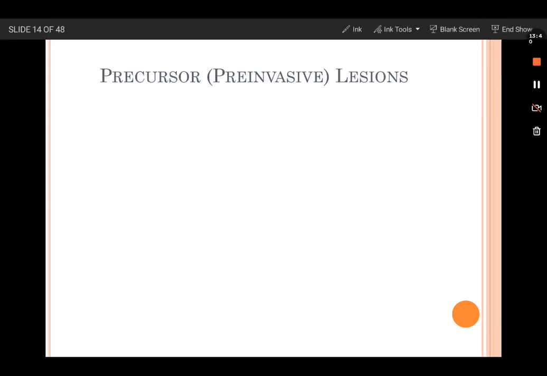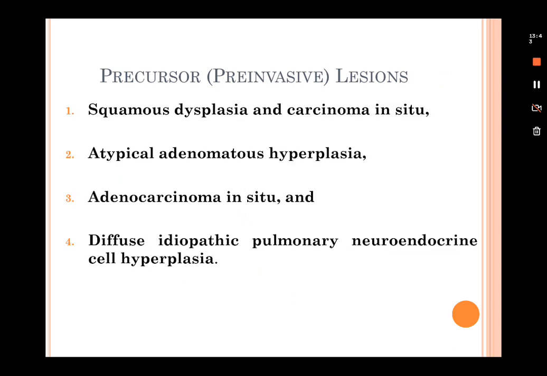Now coming to precursor or pre-invasive lesions. It's a sequence of events in a way. First there is squamous dysplasia, and it could be just a hyperplasia, atypical adenomatous hyperplasia. Squamous dysplasia will become squamous carcinoma in situ, and then SCC, full-fledged squamous cell carcinoma. Atypical adenomatous hyperplasia, then adenocarcinoma in situ, and then adenocarcinoma. Then there is diffuse idiopathic pulmonary neuroendocrine cell hyperplasia. These are difficult terms that you just have to memorize. There's no other way around it.